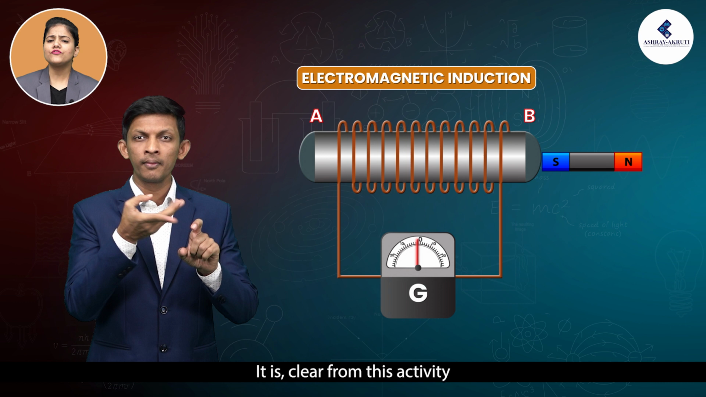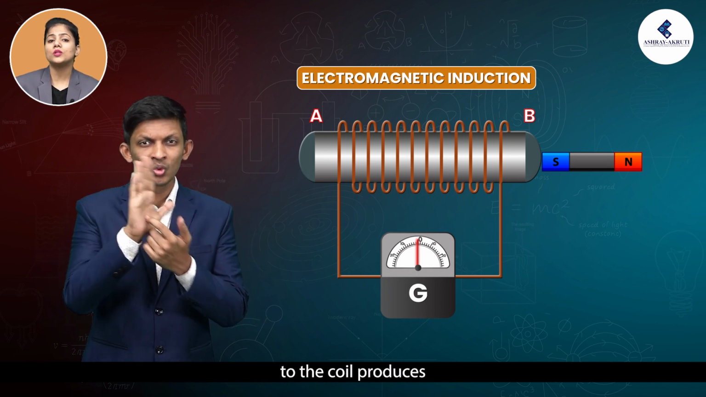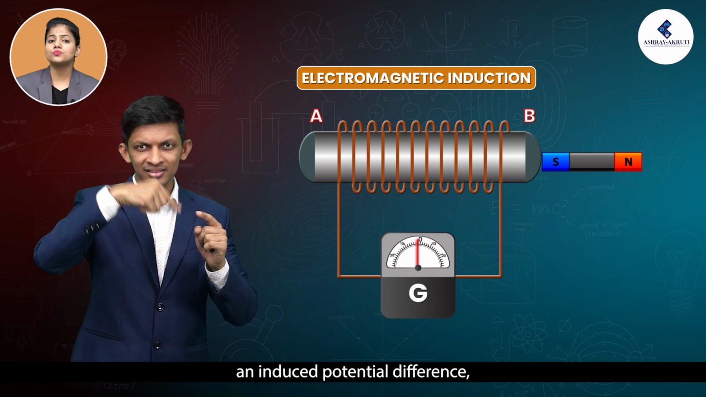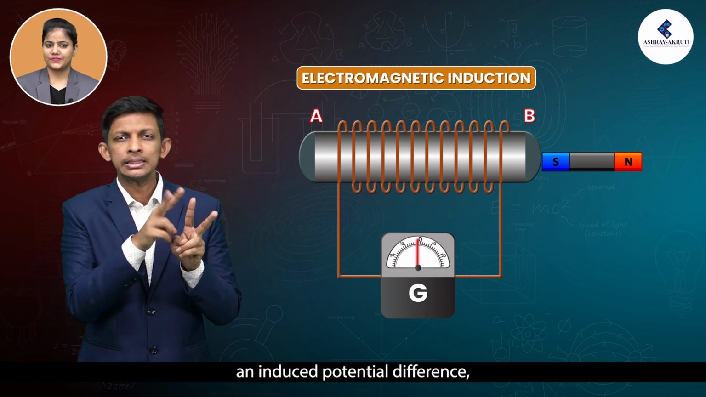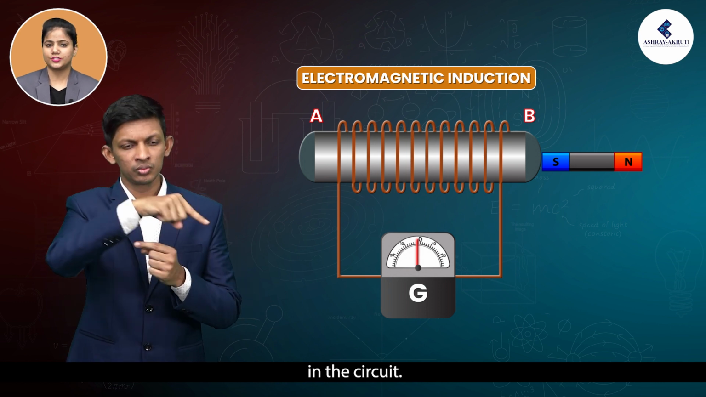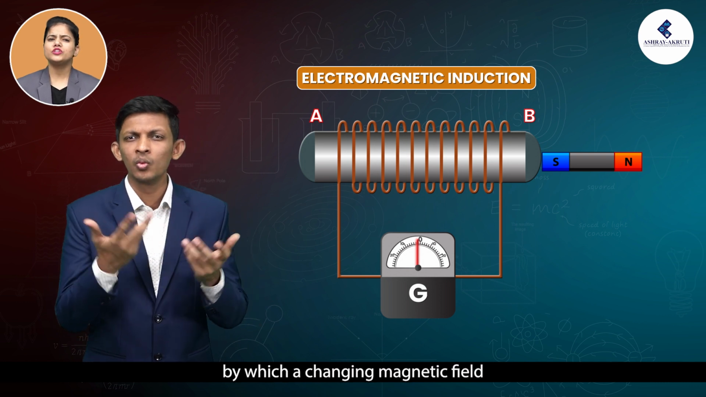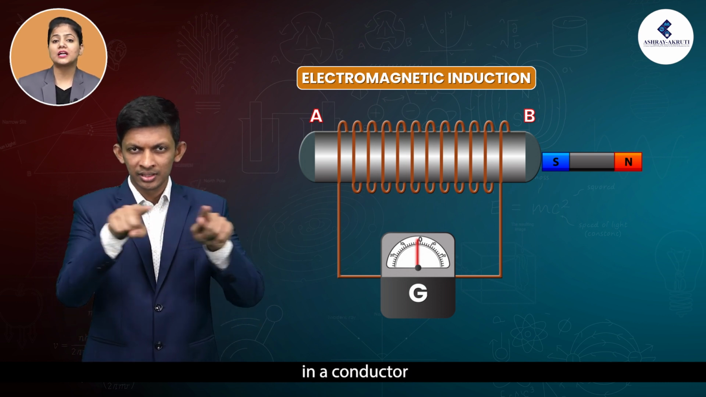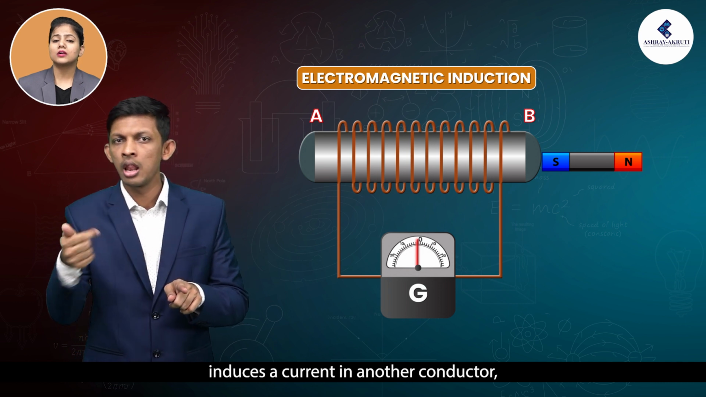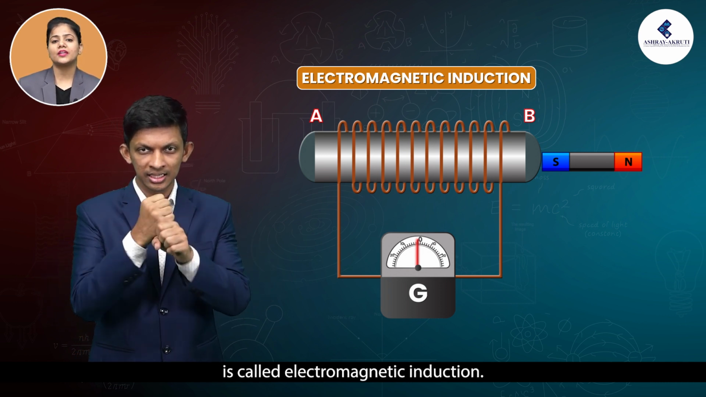It is clear from this activity that the motion of the magnet with respect to the coil produces an induced potential difference, which sets up an induced electric current in the circuit. The process by which a changing magnetic field in a conductor induces a current in another conductor is called electromagnetic induction.